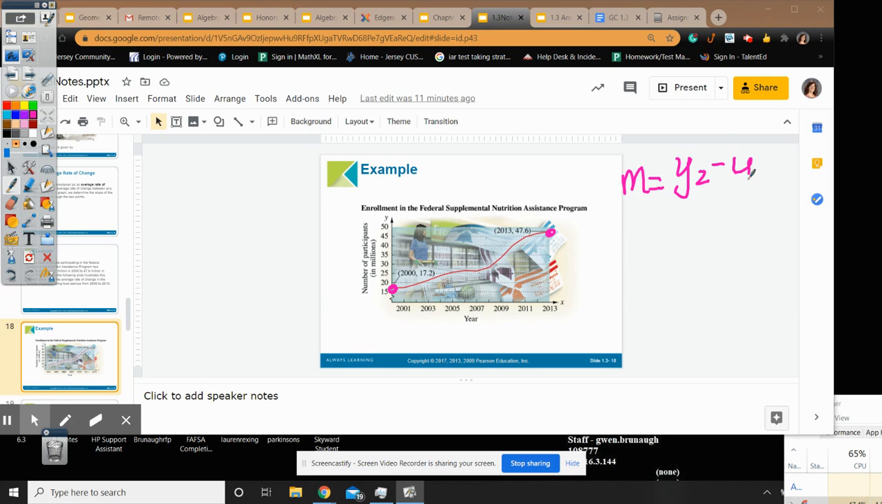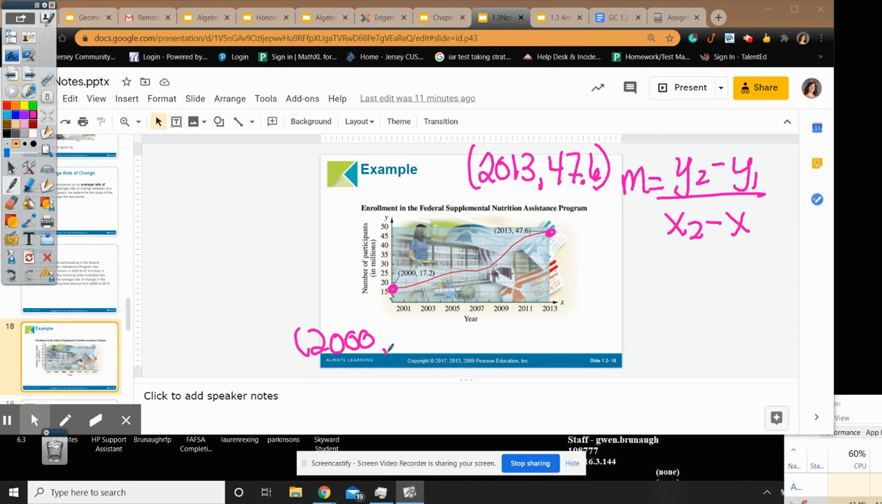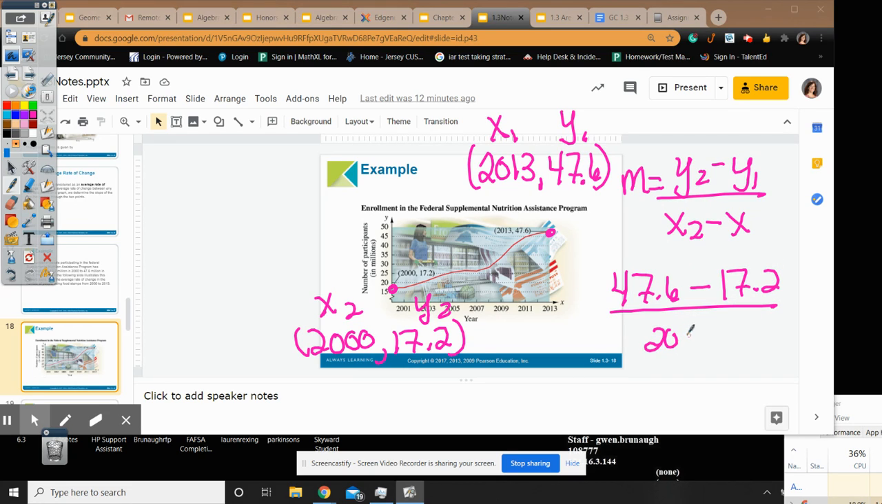I'm going to do y2 minus y1 over x2 minus x1. I don't know if you can see these very well. I have 2013, 47.6, and I have 2000, 17.2. The first point gets the 1s. The second point gets the 2s. We will use the formula. So I'm going to take 47.6 minus 17.2 divided by 2013 minus 2000.